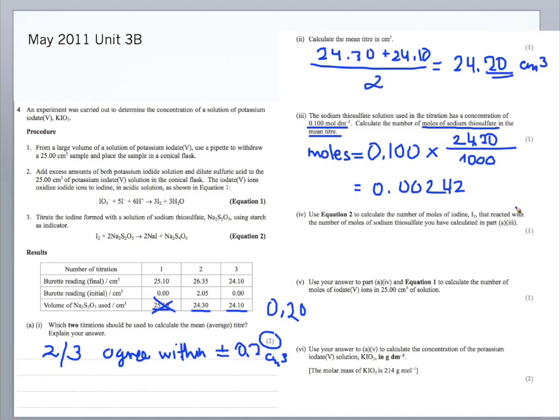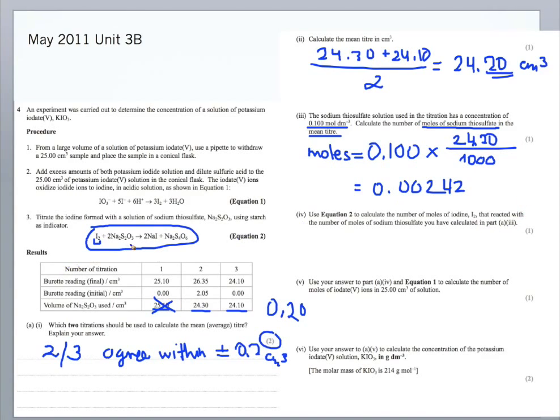So then the next question is asking us to use equation 2, which is this equation here, to calculate the number of moles of iodine, I2, which is here, that reacted with the number of moles of sodium thiosulfate you have calculated in the question above.